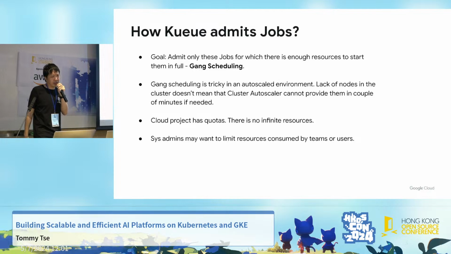So it's a bit tricky in an auto-scaling environment, where the VMs come and go away. And also remember, cloud is not infinite resource. It has quota, it has capacity. Also, typically system admins want to limit or set quota for the resources. So they don't want somebody to take all the resources while no one else gets any. It's more about fair sharing.